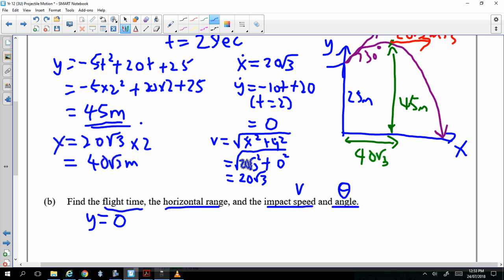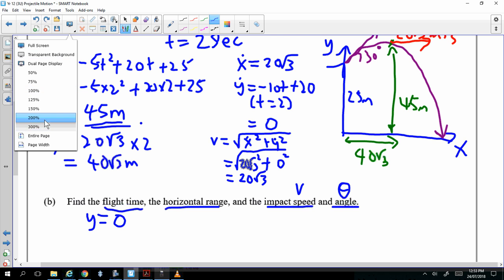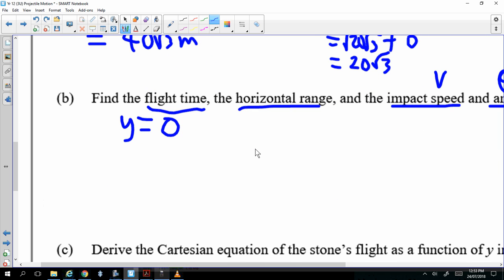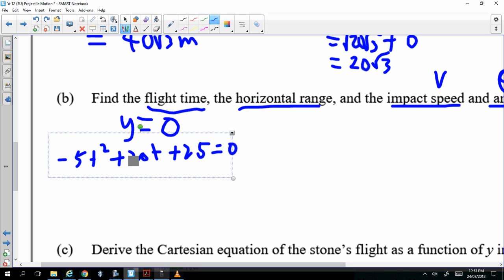Okay, let's do flight time. So to do the flight time, all you do is put y as 0. So you get -5t squared plus 20t plus 25 equal to 0. Divide everything by -5. So you're going to end up getting t squared minus 4t minus 5 is 0. So (t minus 5)(t plus 1). But t can only be positive. So it reached the ground after 5 seconds.